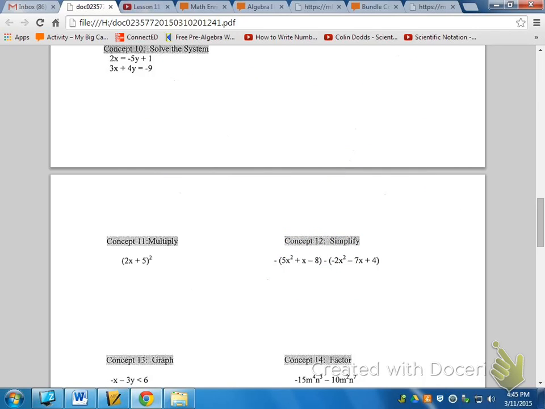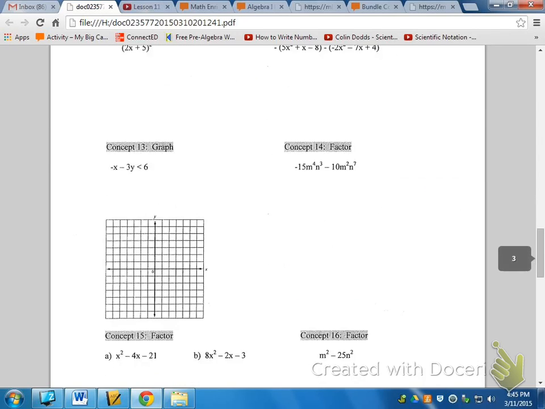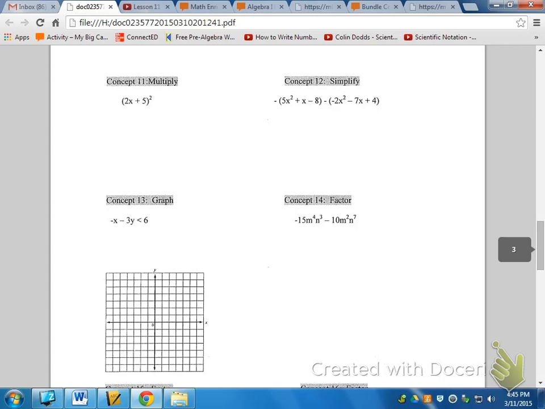Moving on to Concept 11. Concept 11 says to multiply, and I don't want you to make the mistake so many kids do of just squaring the first term and the second term and thinking you're done, because that doesn't work. I want you to think about this. When you square something, you take it times itself. So what this really means is 2x plus 5 times 2x plus 5.